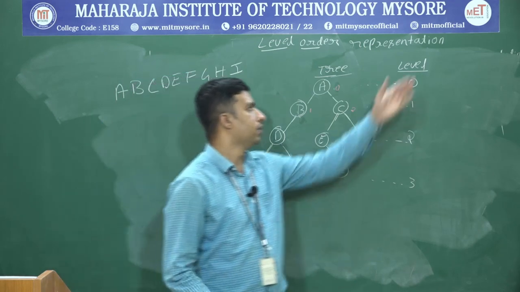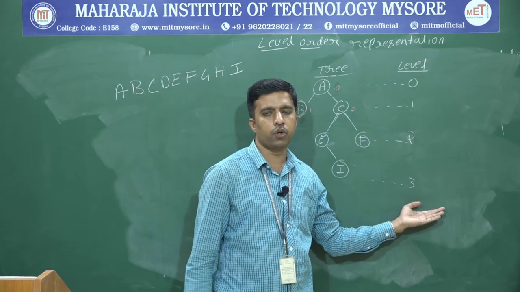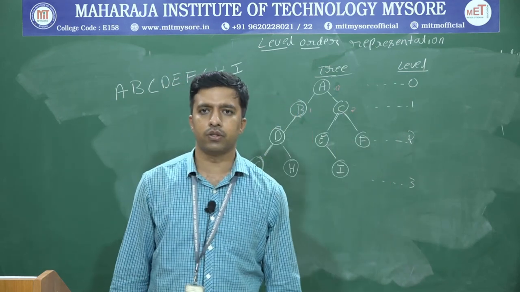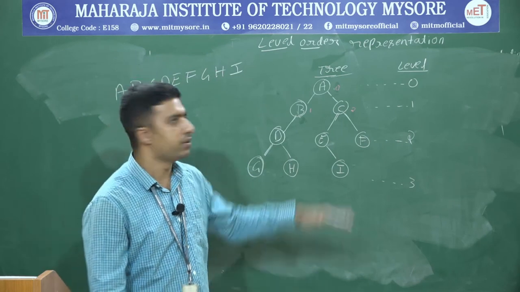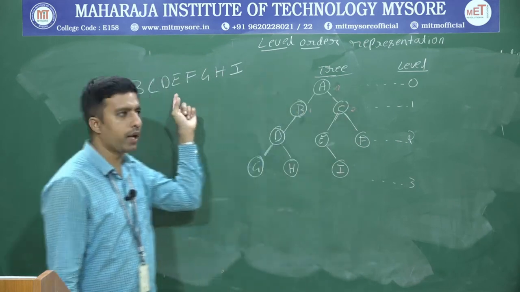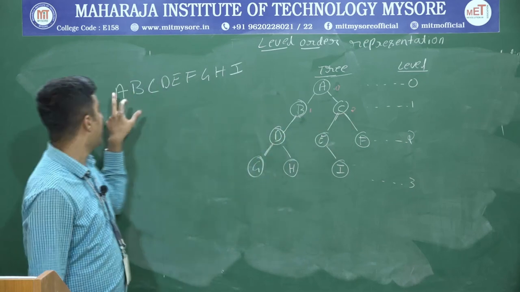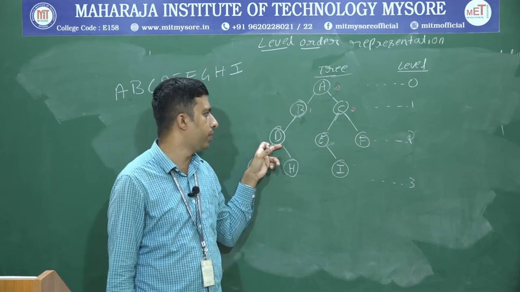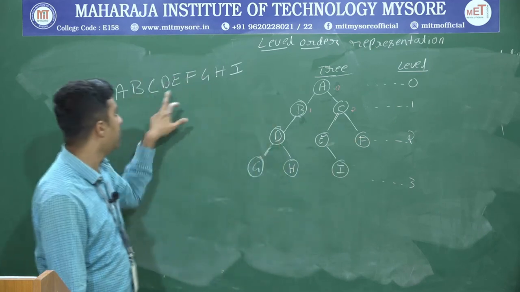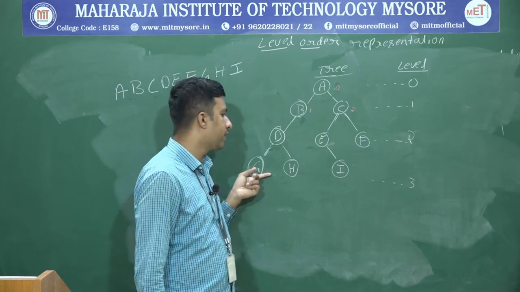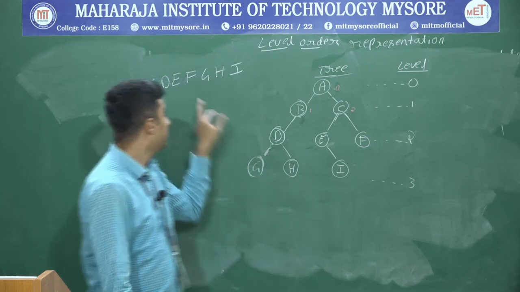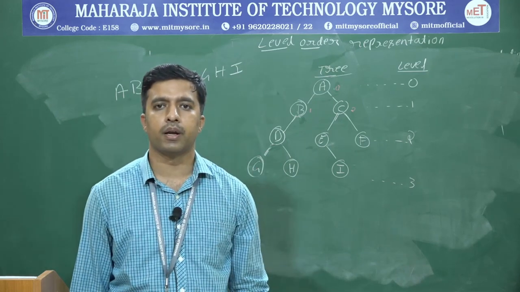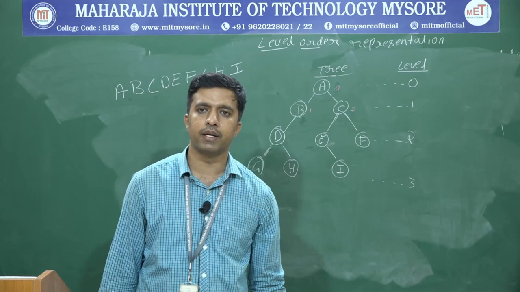See how to write it. Write the levels from 0 to n, however many levels there are. For each level, start storing the values from left to right. At the 0th level we have only A, at level 1 we have two values, B and C, and at level 2 we have D, E, F, whichever nodes they may be. Level 3 has G, H, I. This is the level order representation of the binary tree.